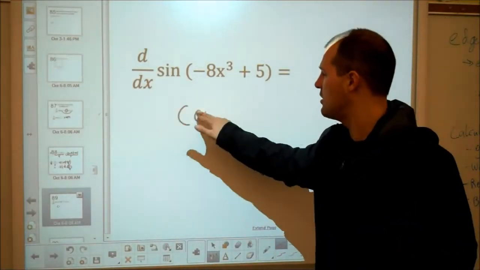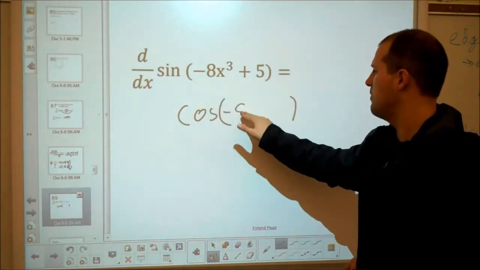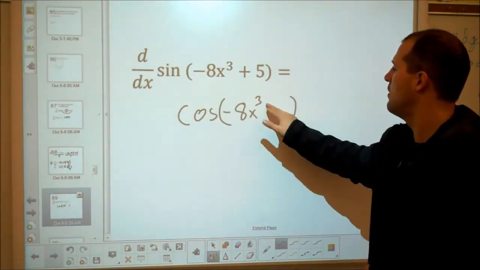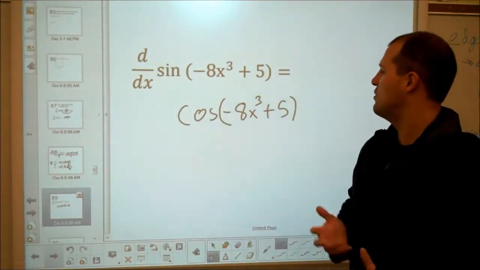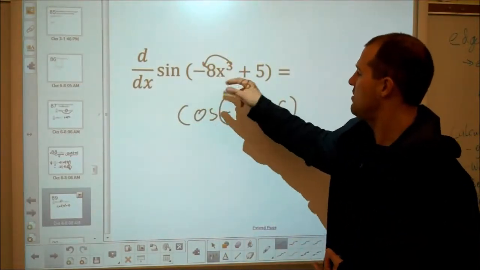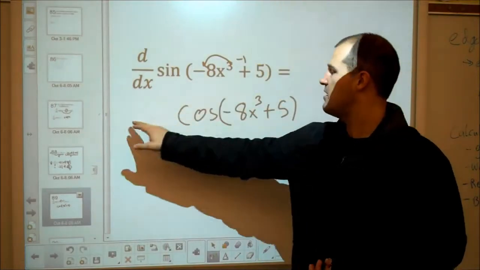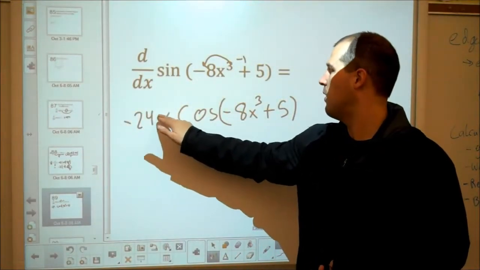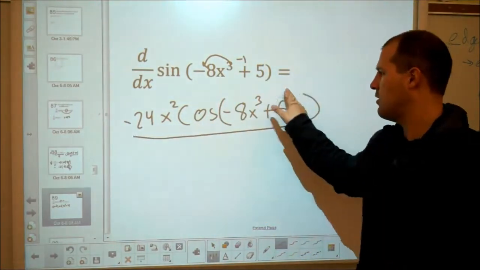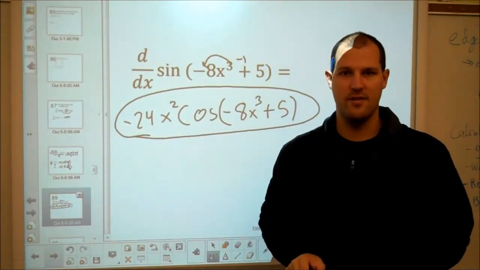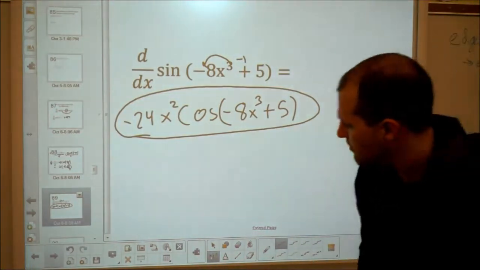Okay, sine turns into cosine, the guts remain the same, and out in front we write the derivative of those guts. So remember, little slide and subtract. So that's a negative 24x squared. Derivative of 5 goes away. There is your derivative function.